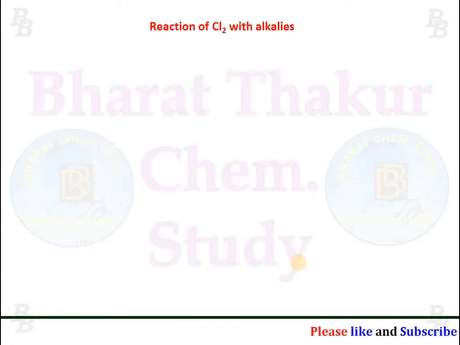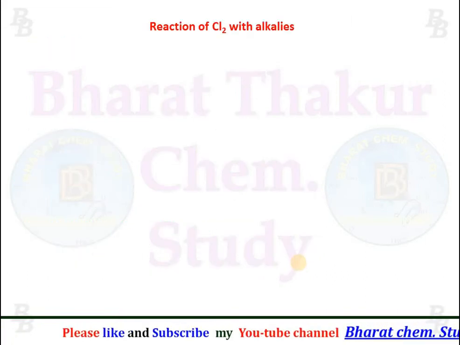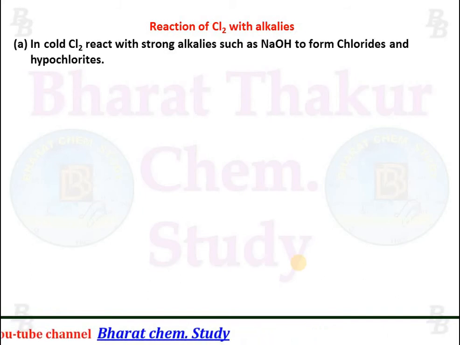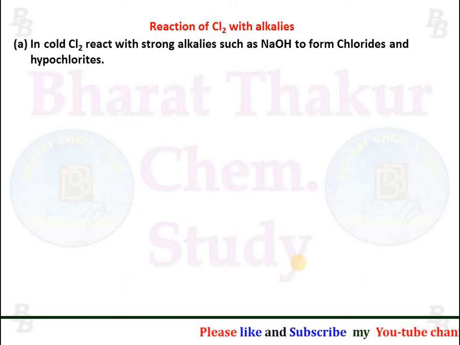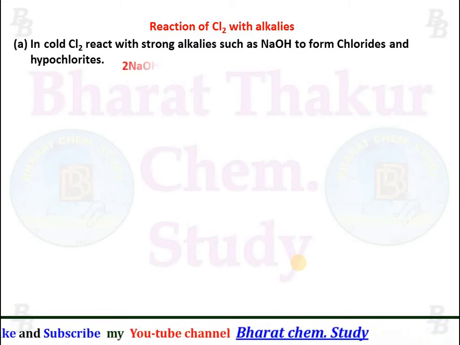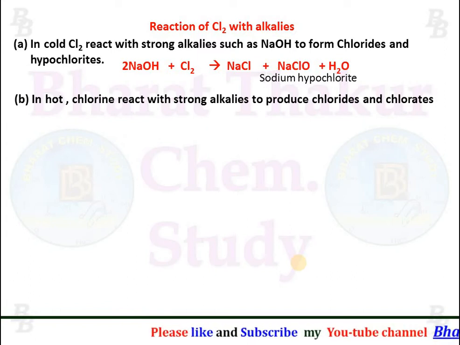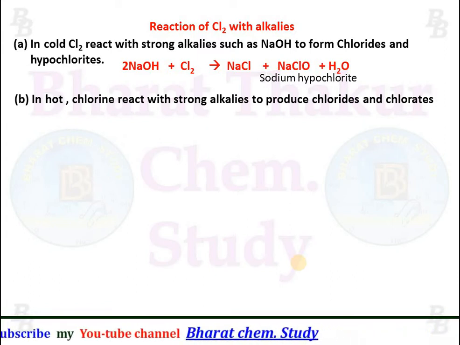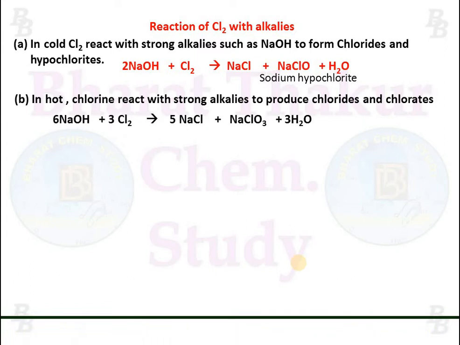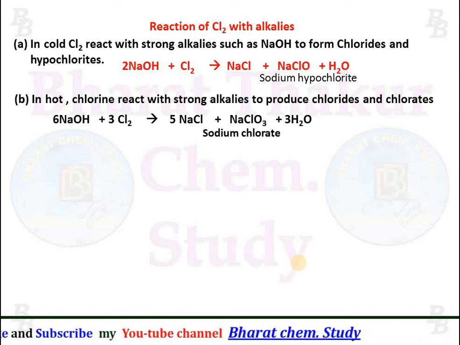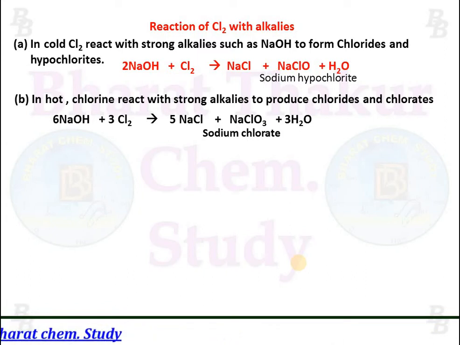Reaction of chlorine with alkalis, and these are very important chemical equations. In cold, chlorine reacts with strong alkalis like NaOH to form chlorides and hypochlorites, as NaOH plus chlorine give rise to NaCl, NaClO, that is sodium hypochlorite, plus water. In hot, chlorine reacts with strong alkalis to produce chlorides and chlorates. NaOH plus chlorine give rise to NaCl and sodium chlorate plus 3 molecules of water.